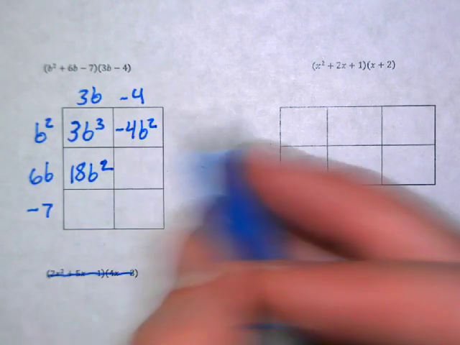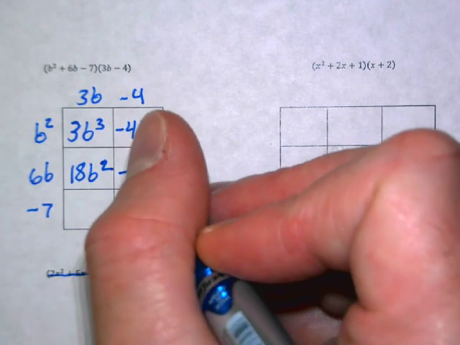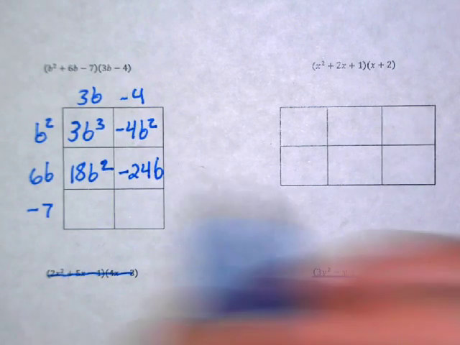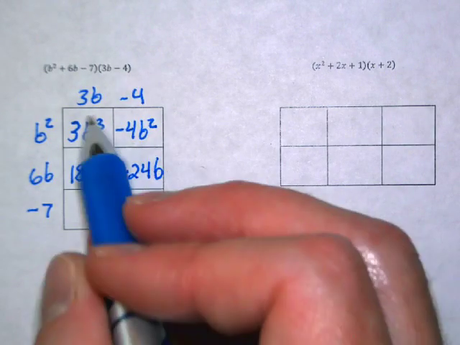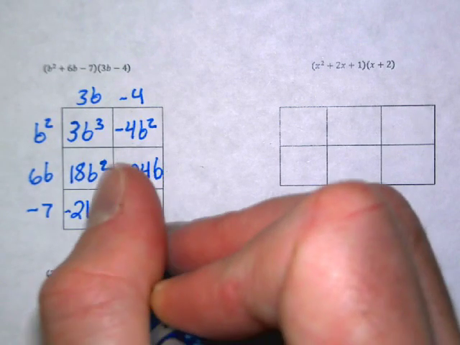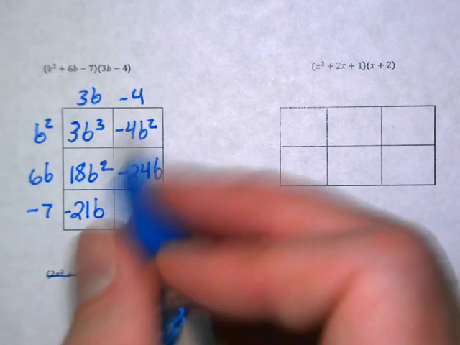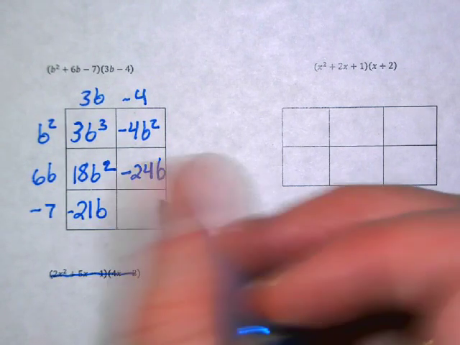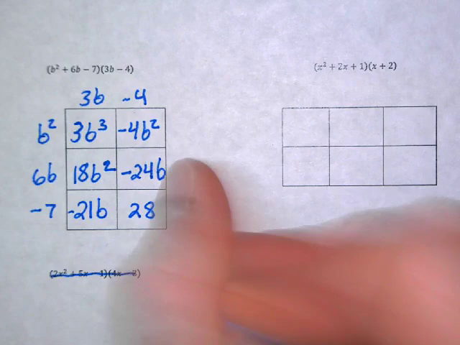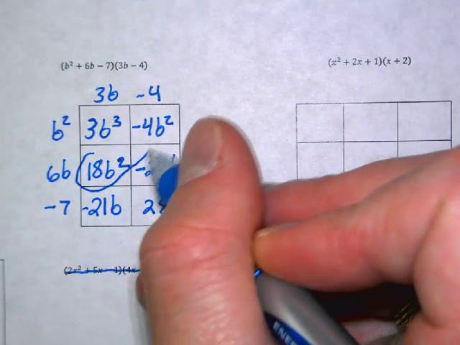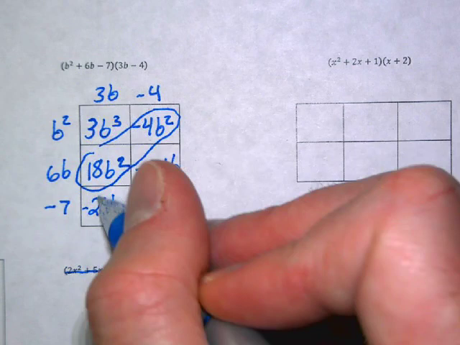Next box, 6b times negative 4. Should give you negative 24b. And bottom left, negative 7 times 3b. Negative 21b. Good. And then the last one, negative 7 times negative 4. Negative times a negative. Positive 28. All right, so the box is filled in.